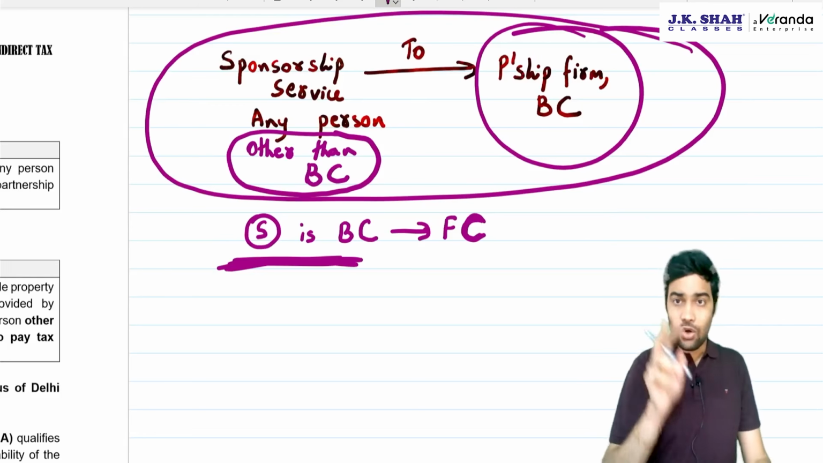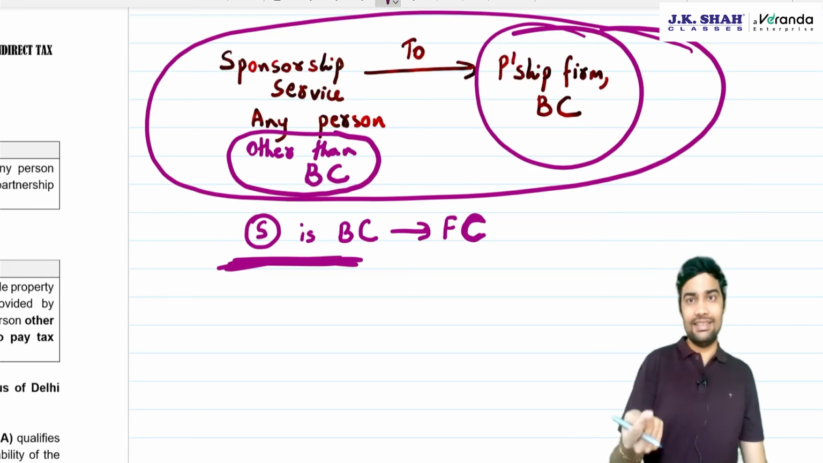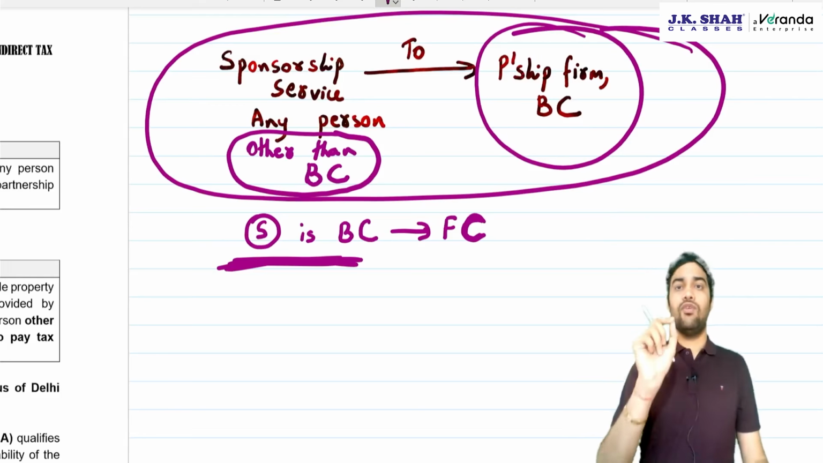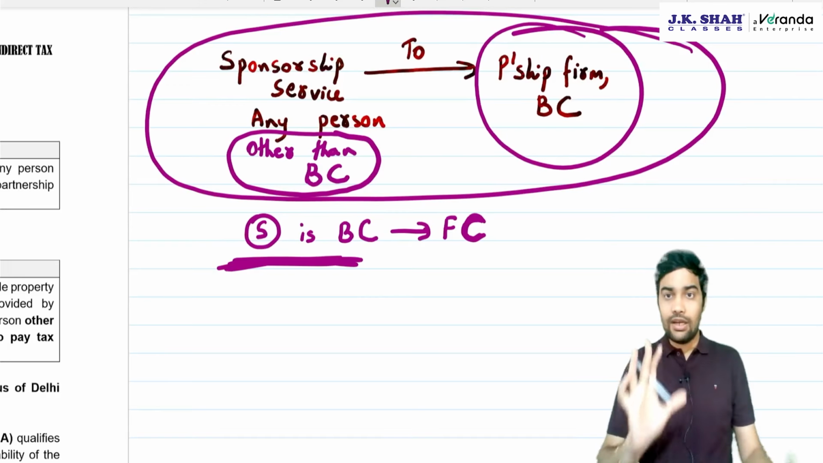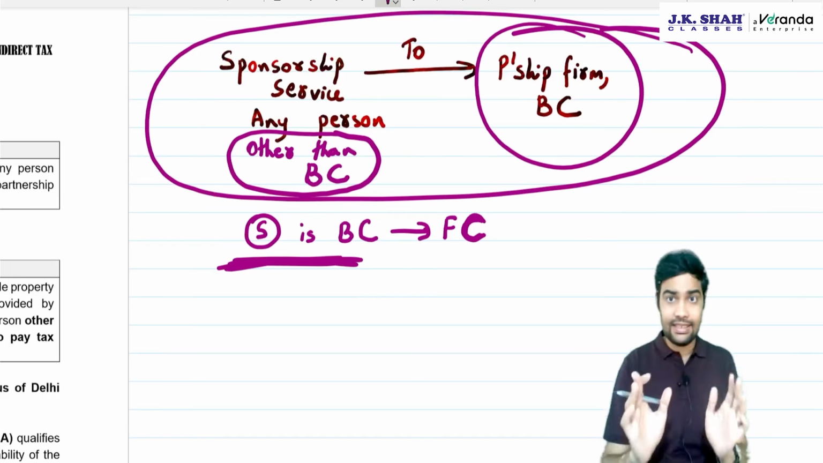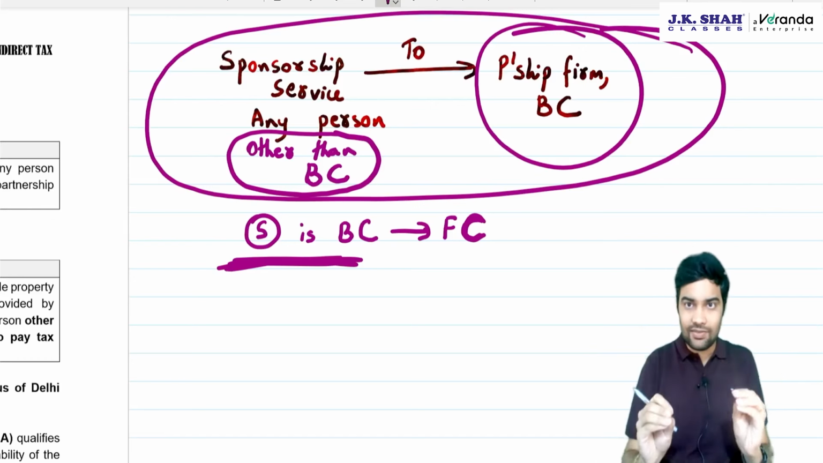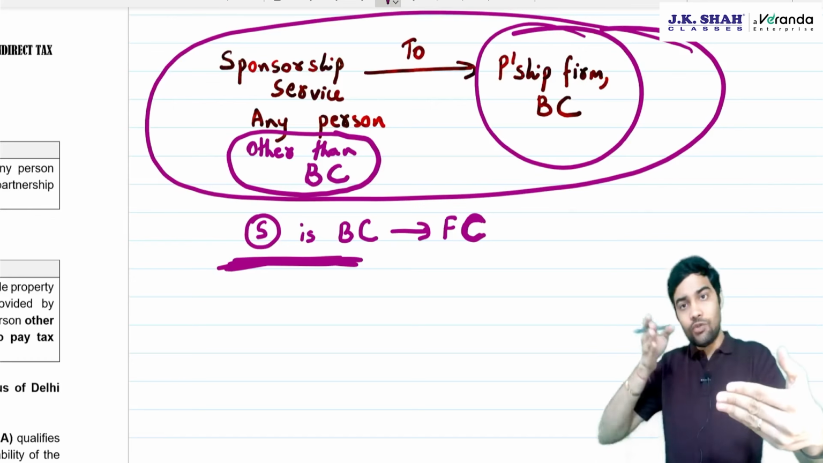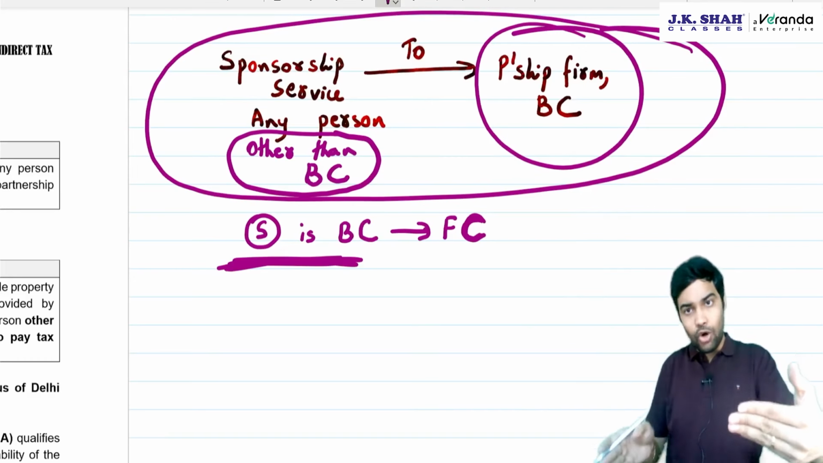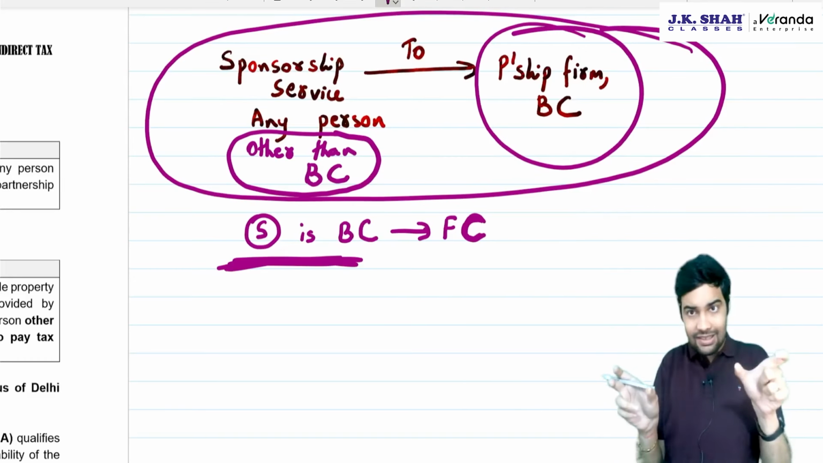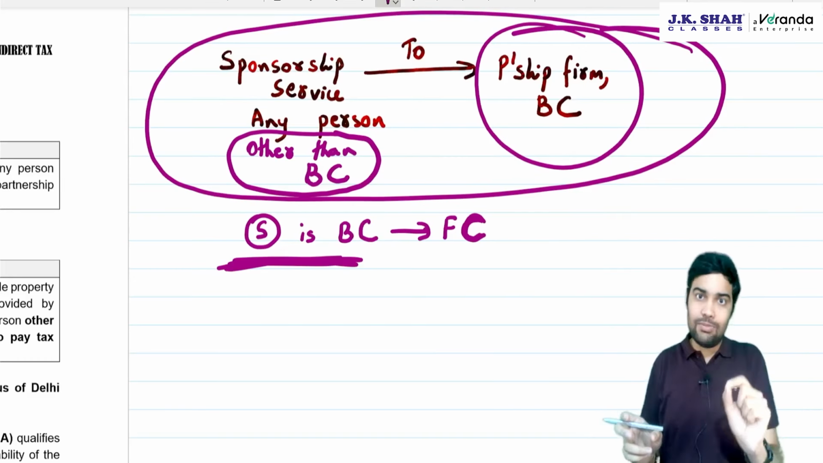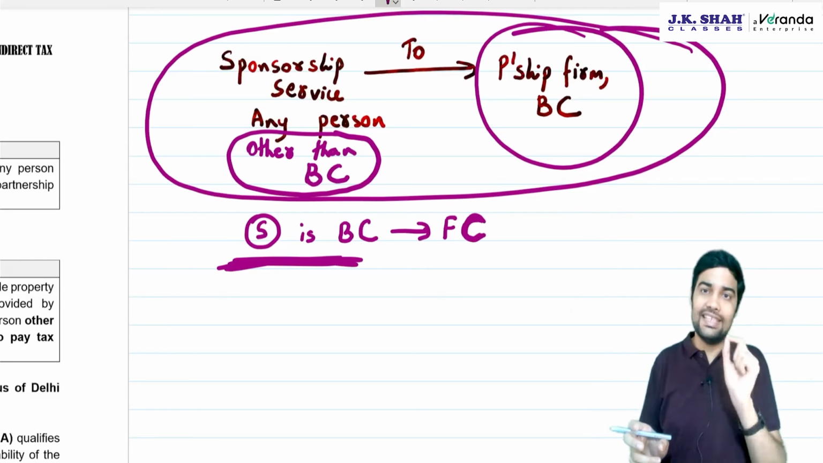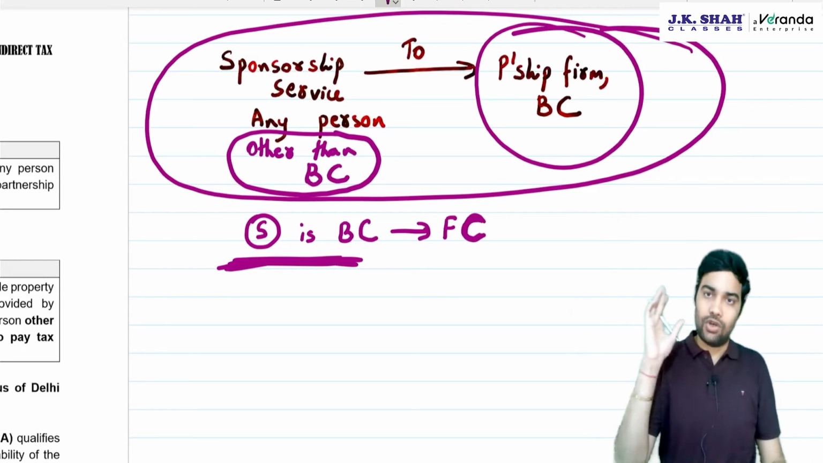If you are strong with the combination, anything other than this will be a case of forward charge. Let's see the entry. The entry says sponsorship service provided by a person other than body corporate to a partnership firm or body corporate. If this combination is met, only then it will be a case of RCM. All other cases are forward charge.